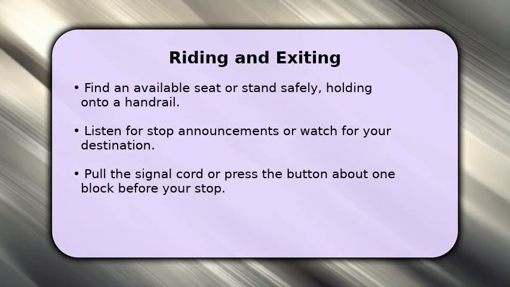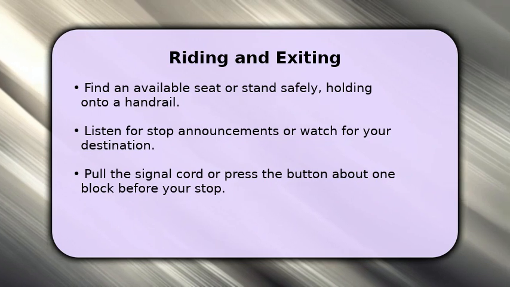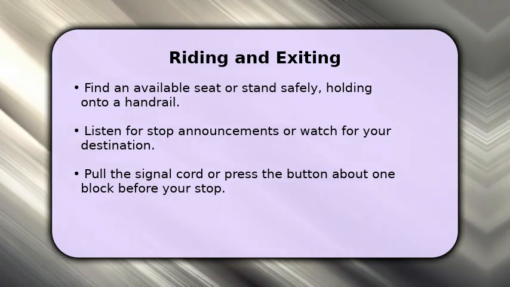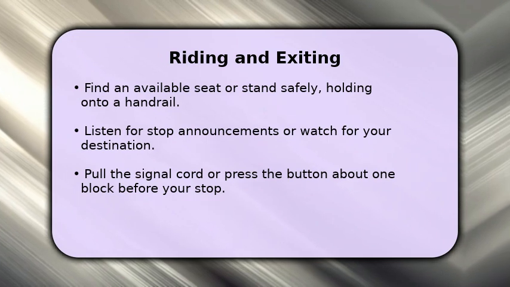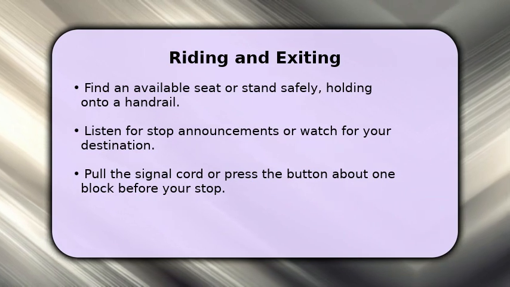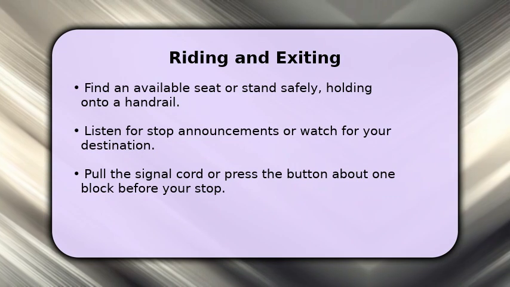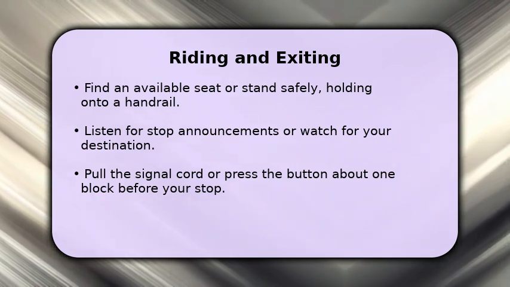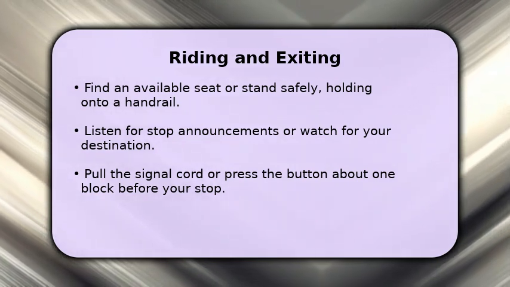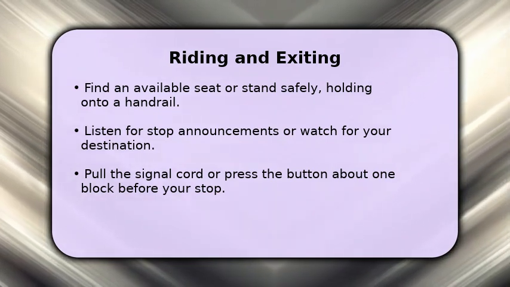Now that you're on board, let's cover riding and exiting. Find an available seat, or if standing, hold firmly onto a handrail for safety. Pay attention to stop announcements or keep an eye out for your destination. When you are about 1 block away from your stop, pull the signal cord or press the stop request button. This alerts the driver to stop at the next designated location, ensuring a smooth exit.